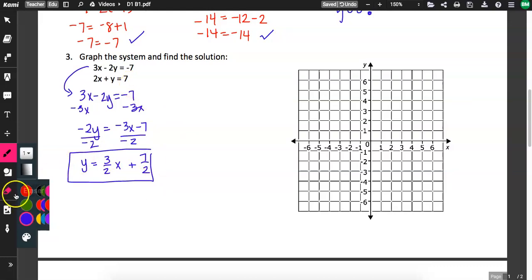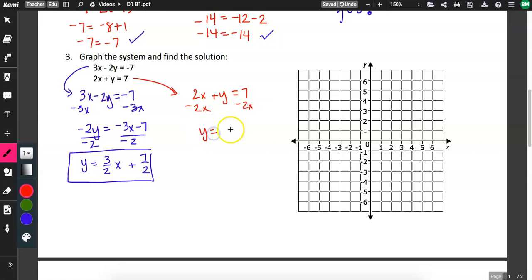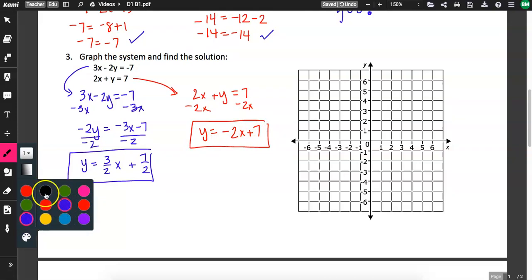Our second equation: 2x plus y equals 7. Subtract 2x. Y equals -2x plus 7. I like to try to write it in that y equals mx plus b order. So we'll graph both of these.